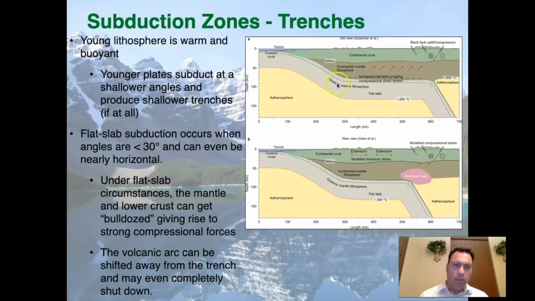This is the old view, by the way, before the bulldozed idea came in 2018. Prior to that, they used to think there was strong coupling, that basically the underplating subducting slab would effectively grab the slab above it and then create basically uplift forces in mountains. We now think that it is different. We think that this is probably a little bit more accurate.